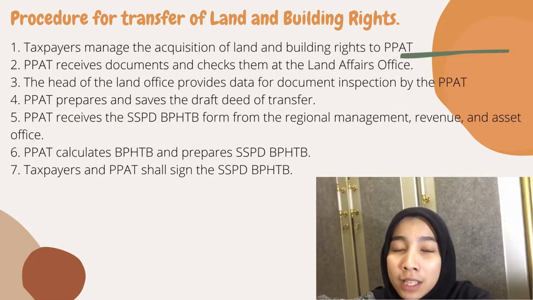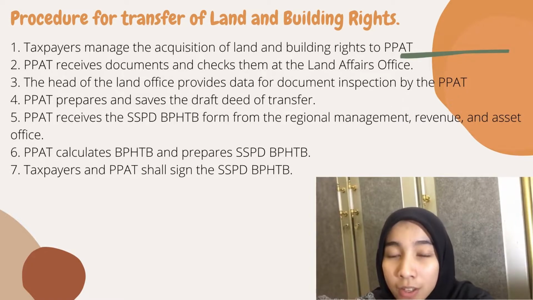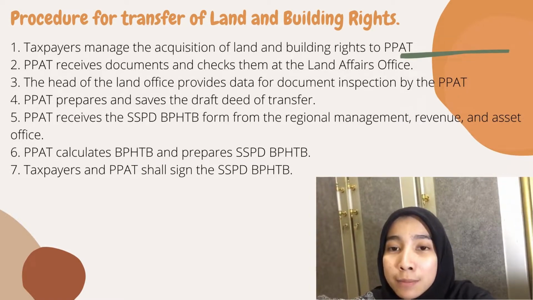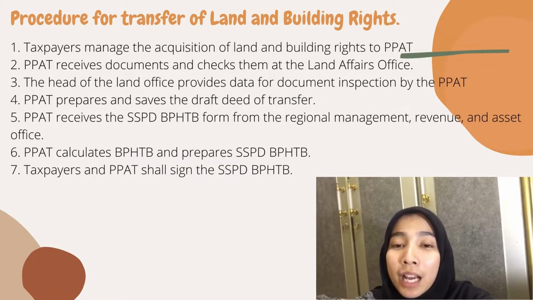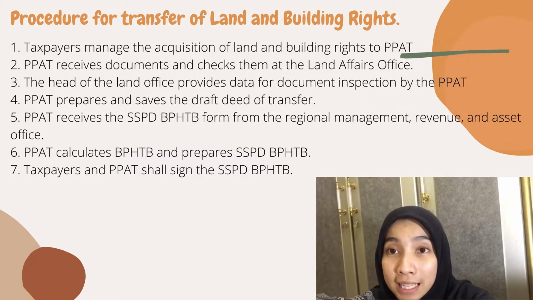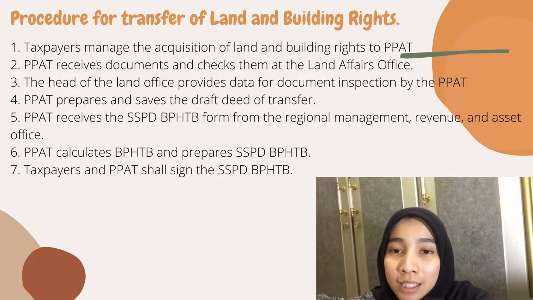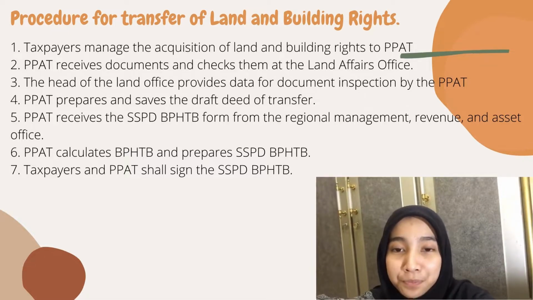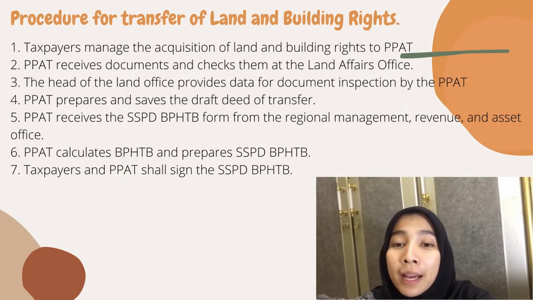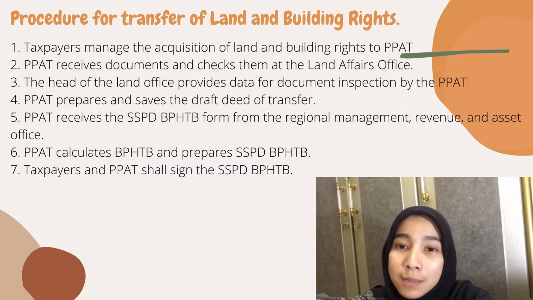Next, after the PPAT prepares and saves the draft, the PPAT receives the SSPD BPHTB from the regional management revenue and asset office. And next, the PPAT calculates the BPHTB on the land and building title transfer duty and prepares the SSPD BPHTB. And the last, the taxpayer and PPAT shall sign the SSPD BPHTB.